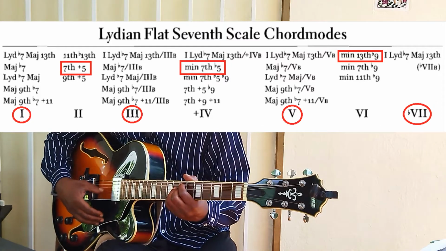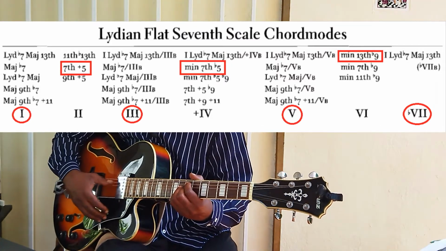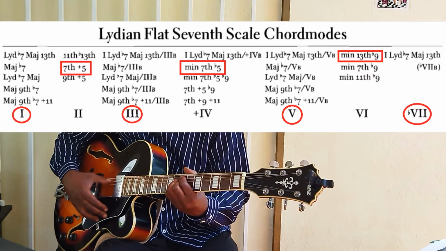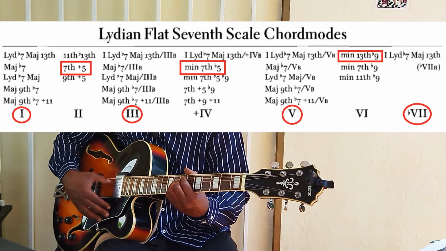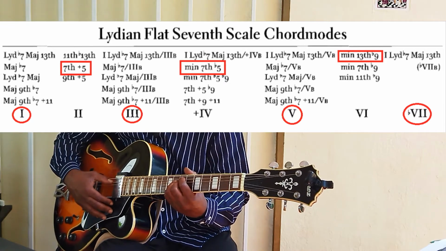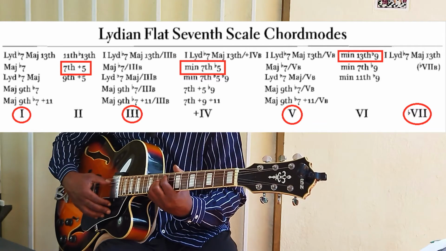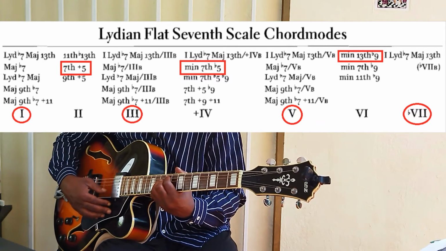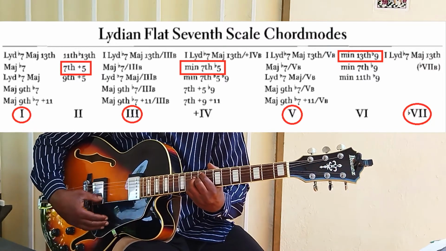Now, then we have the sharp 4 degree. The sharp 4 degree, we have many chords, but the same. For simplicity, I'll advise you to just choose the minor 7 flat 5. Minor 7 flat 5, right?